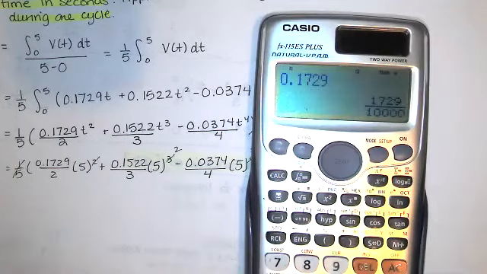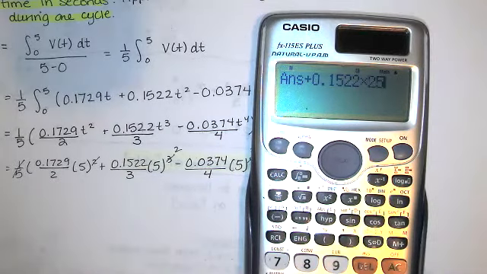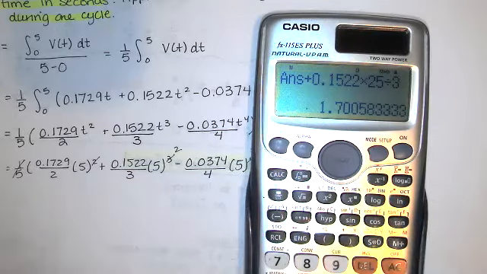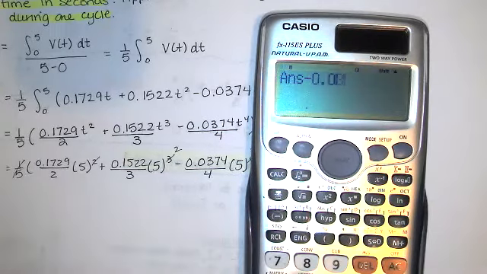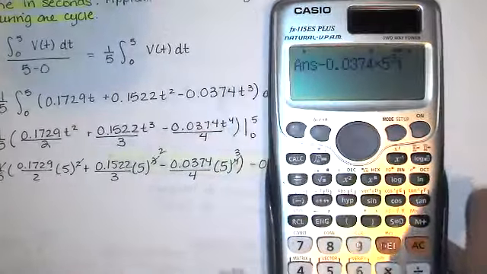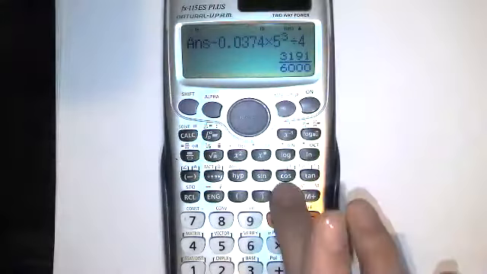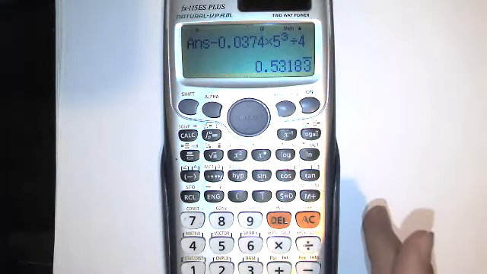0.1729 divided by 2 times 5, plus 0.1522 times 5 squared, that's 25, all divided by 3. So that's that, minus 0.0374 times 5 cubed, all divided by 4, and we get that. So that is approximately 0.5318.